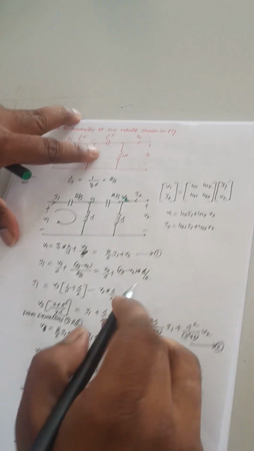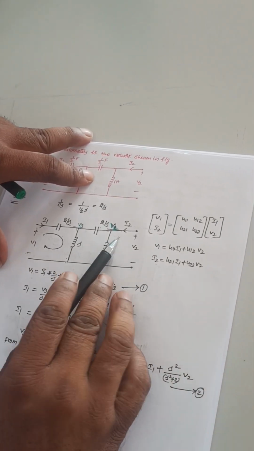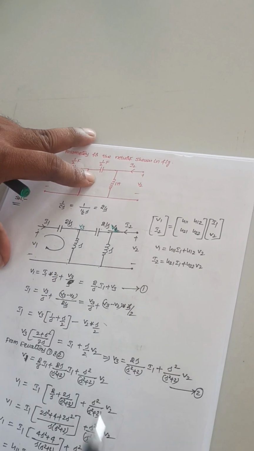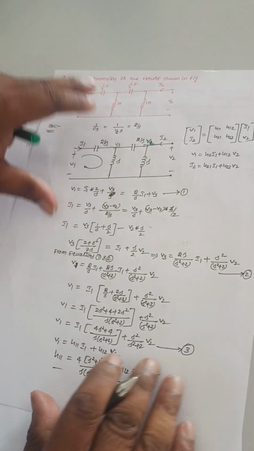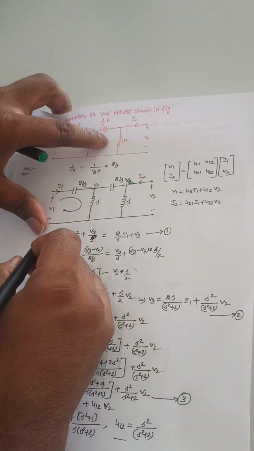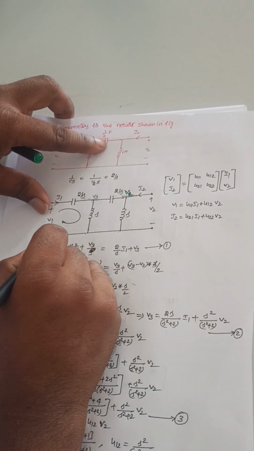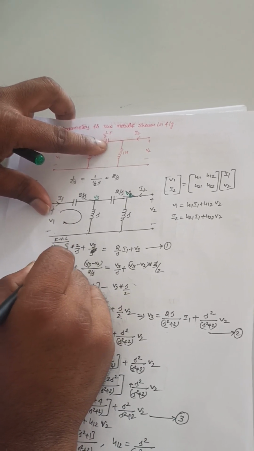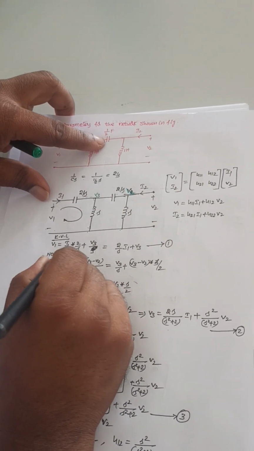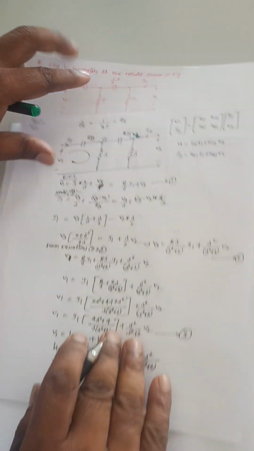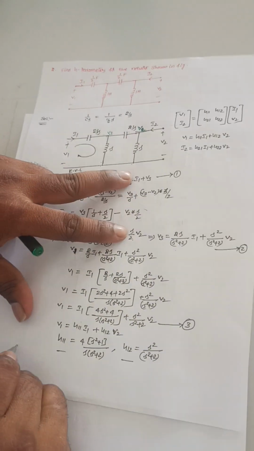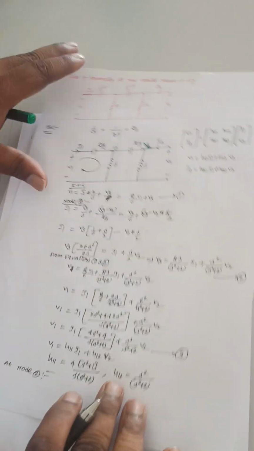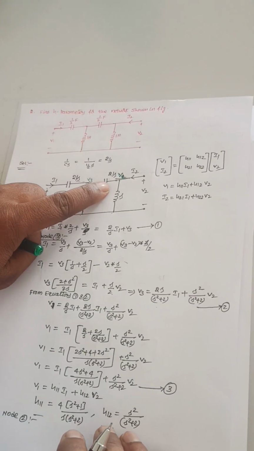Now I need to write I2, and for that I will write the nodal equation at node number 2. So at node 1 it was from KVL, and using nodal analysis at node 3. Now at node 2, what is this node here? It is the second node here.